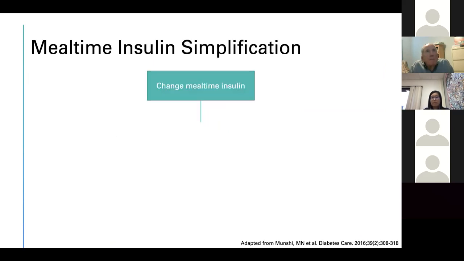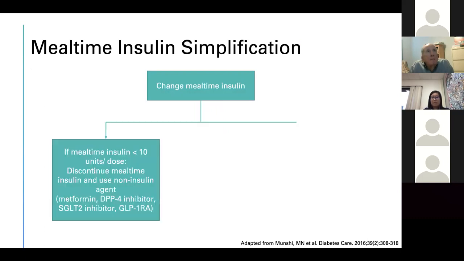In terms of mealtime insulin simplification, if your patient is using less than 10 units per dose of mealtime insulin, you may actually be able to get away with not using insulin at meals at all. You can discontinue the mealtime insulin and use a non-insulin agent such as a metformin, a DPP-4 inhibitor, SGLT2 inhibitor, or a GLP-1 receptor agonist.